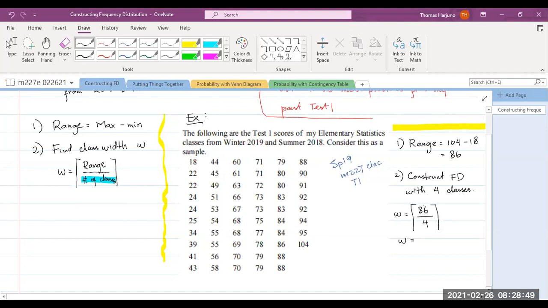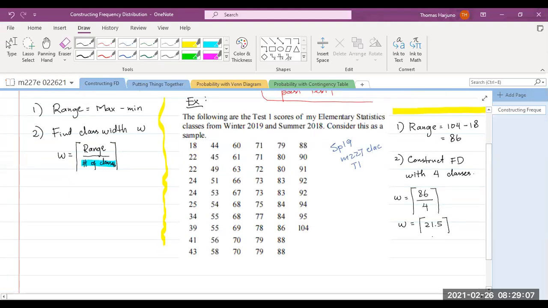That's 21.5. That's the ceiling of 21.5. Now, ceiling means we round up. Always round up. Even if this were 21.3, you still round it up. Even if this is 21.03, you still round it up. Now here, 21.5, if we use regular rounding, that's still 22, right? But even if that were 21.4, we still round it up to 22. Are you with me?